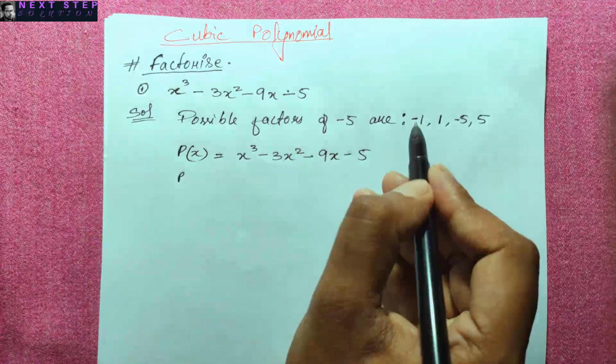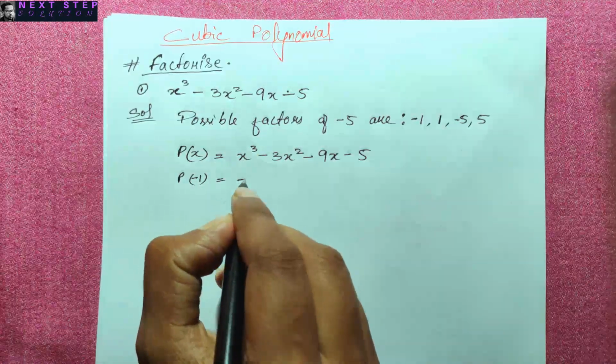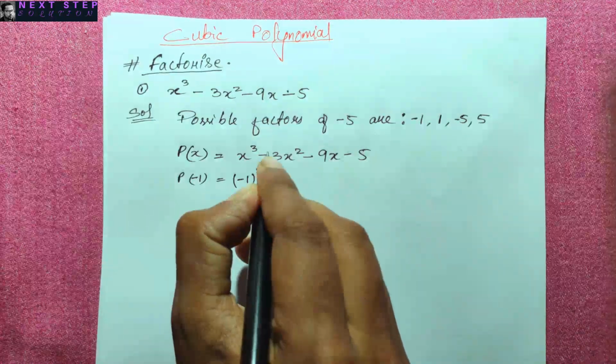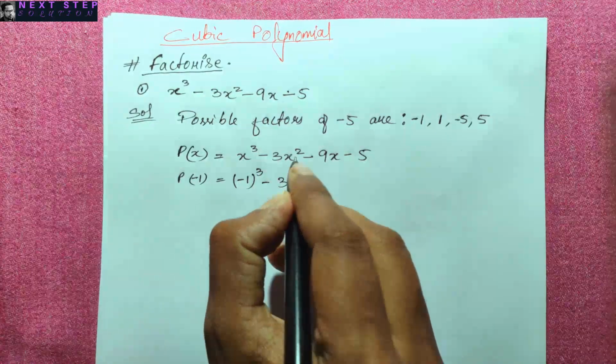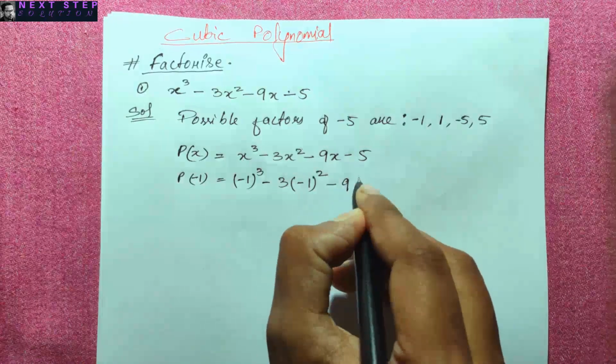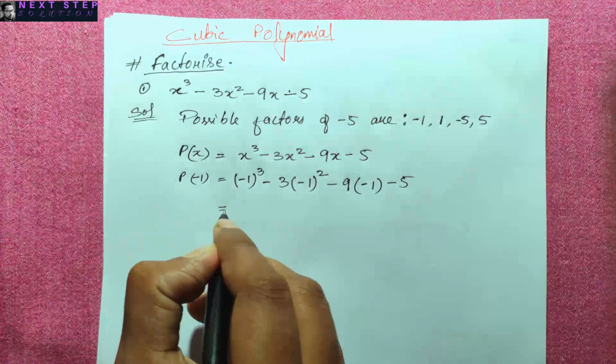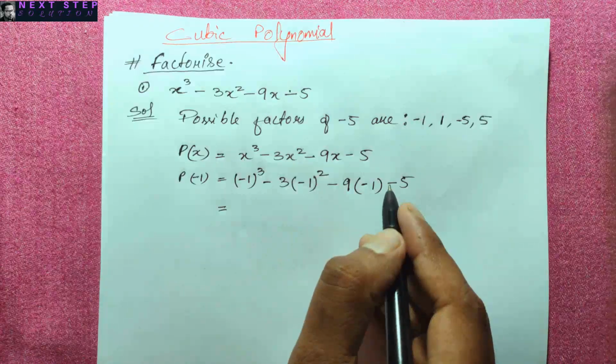We will check with the first, minus 1. So all the x will become minus 1. This x will become minus 1. This cube will remain as it is. Minus will remain as it is. 3 will remain as it is. Again this x will become minus 1. Square will remain as it is. Minus 9. This x will become minus 1. Minus 5. Now if we solve this one, this thing you have done in many other exercises of chapter 2, so I'll do it a little faster.